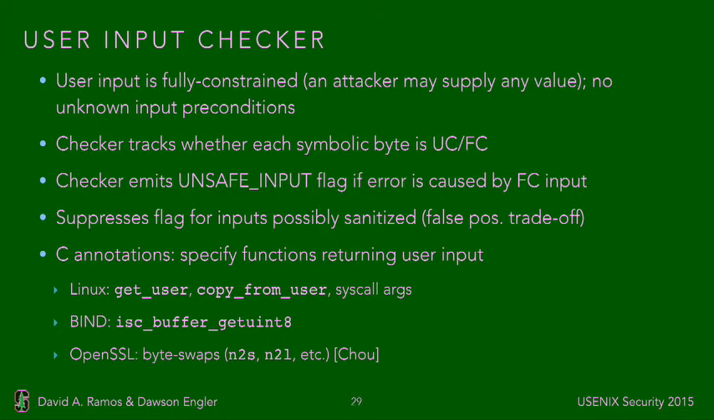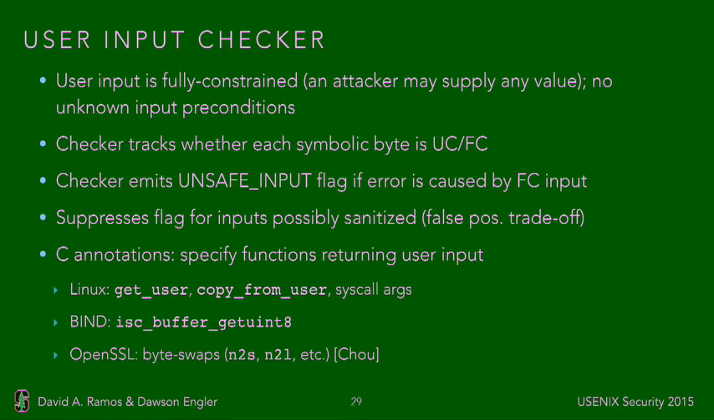And we opted for the latter in this case, but it would be really easy to change our tool to report all of these errors if they were of interest. So we specified which inputs were fully constrained using very simple C annotations. For Linux, we annotated the get_user and copy_from_user functions as returning fully constrained values, as well as all arguments to system calls.